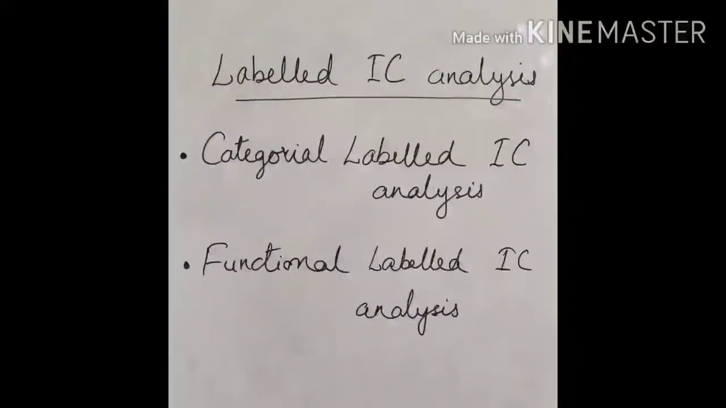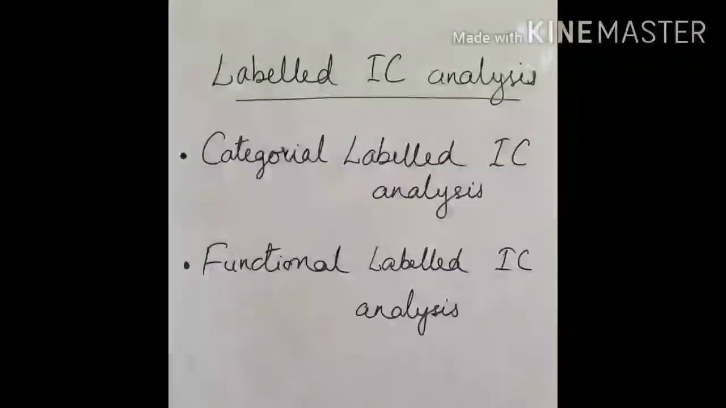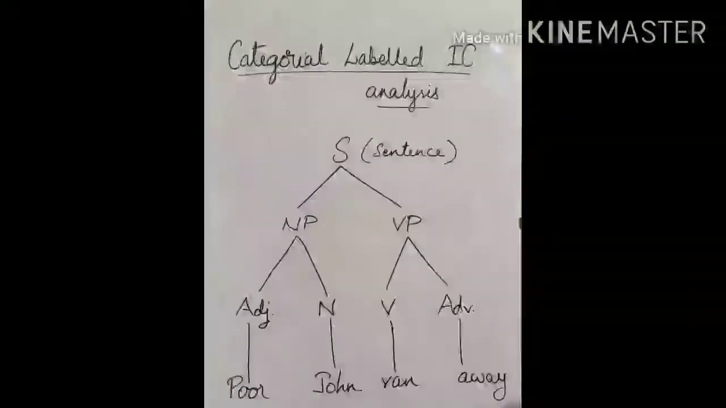Once having broken up a sentence into its constituents at different levels, we can label the constituents, and this is called labeled IC analysis. There are two types of labeled IC analysis. First is categorial labeled IC analysis and second one is functional labeled IC analysis. First, let us understand categorial labeled IC analysis.